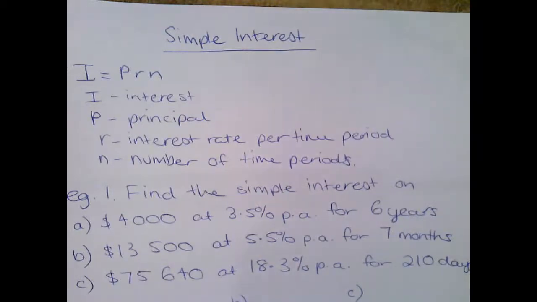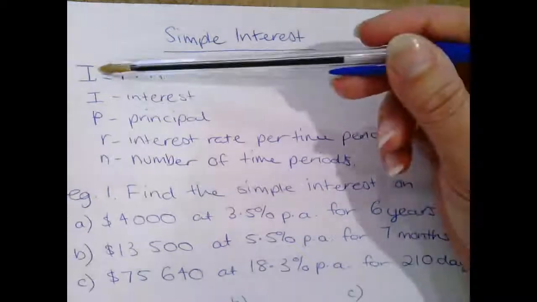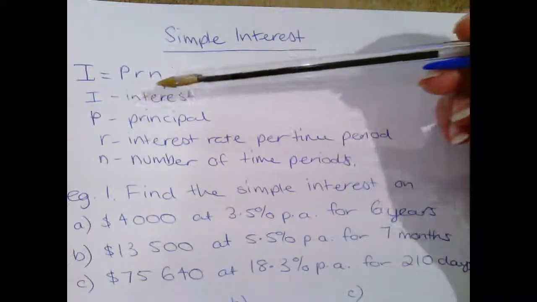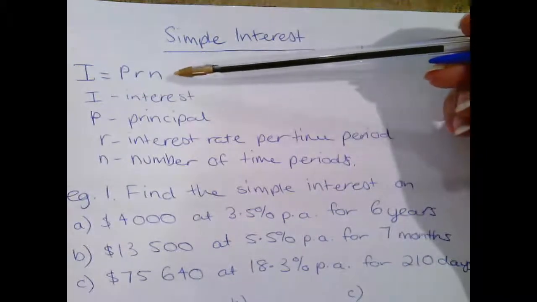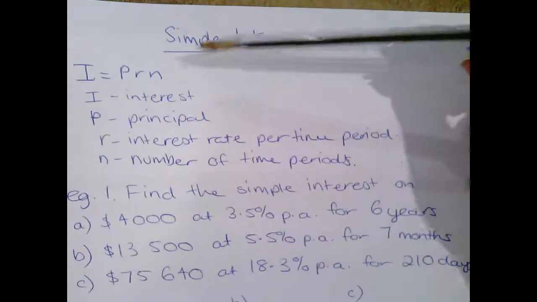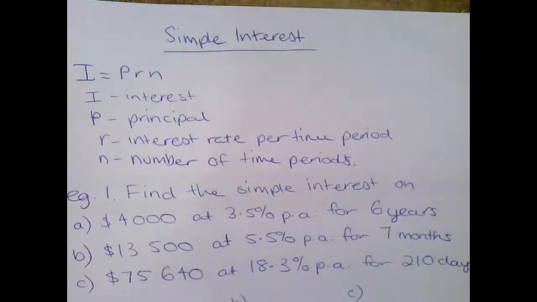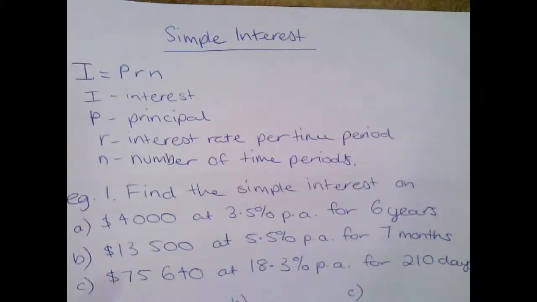So today we're going to look at simple interest, which is where there's an amount of money and the interest is paid or charged at the end of the term that has been agreed to. So we've got a formula. We've got interest equals principal times the rate times the number of times that it's in there for, years, months, or whatever.